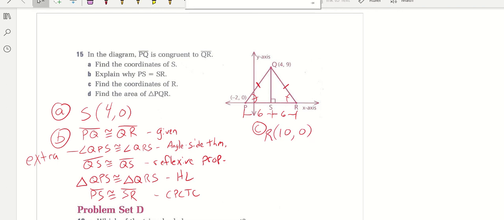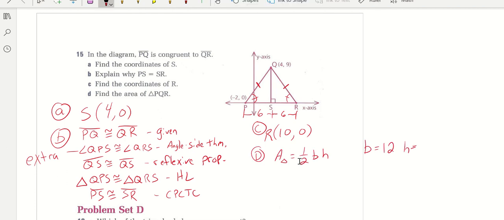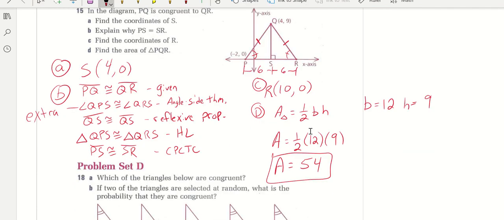D, find the area of triangle PQR. Area of a triangle is 1/2 base times height. Our base is 6 plus 6, which is 12. Our height is the height of QS. The height is going to be that perpendicular segment. That height is 9. So the area of this triangle is equal to 1/2 multiplied by 12 multiplied by 9. So half of 12 is 6. 6 multiplied by 9 is 54. So 54 units squared for the area.